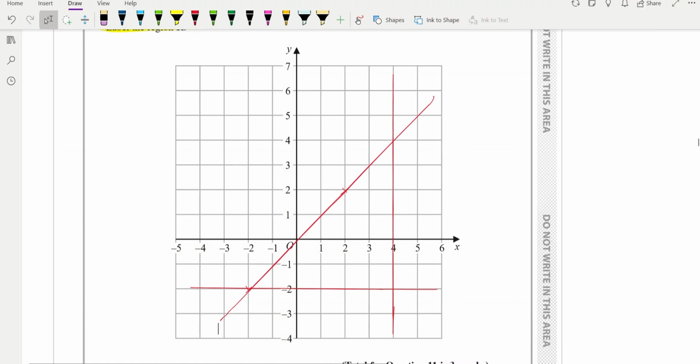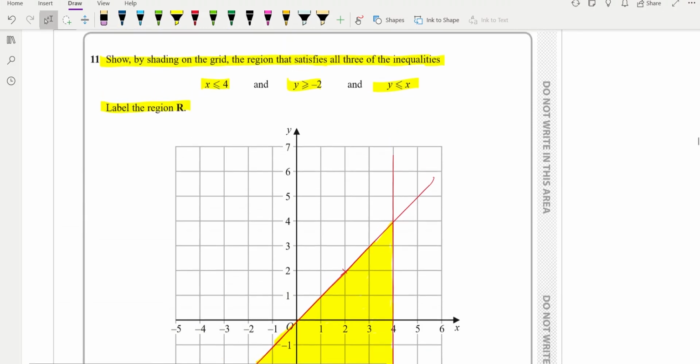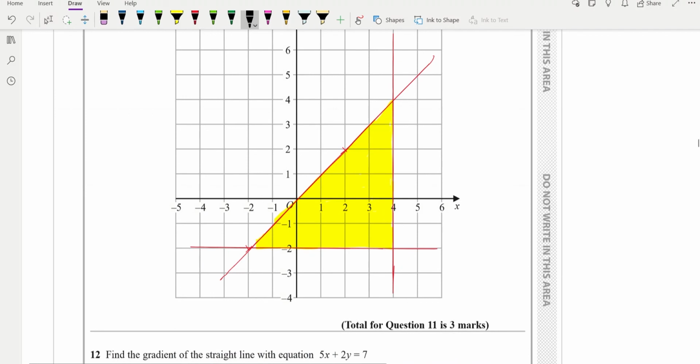Now we have to shade this one. This is the region which is required, so we can shade this area like this. This one is the required region. We have shaded this. So we have to label this region R as instructed in the question. They are saying label the region R. So region R will be this one, which we have done.